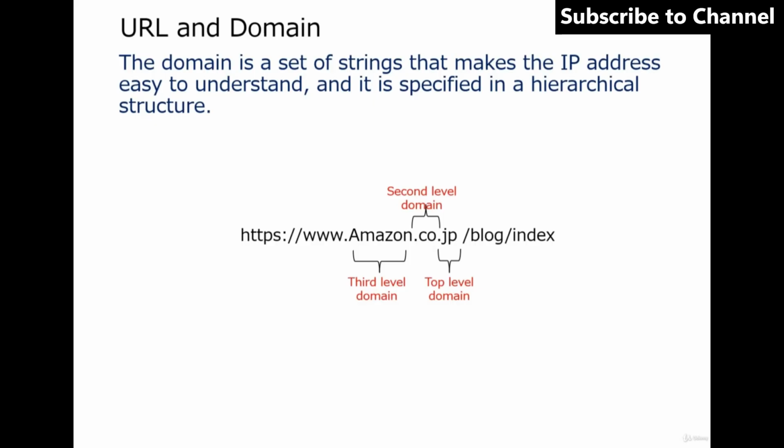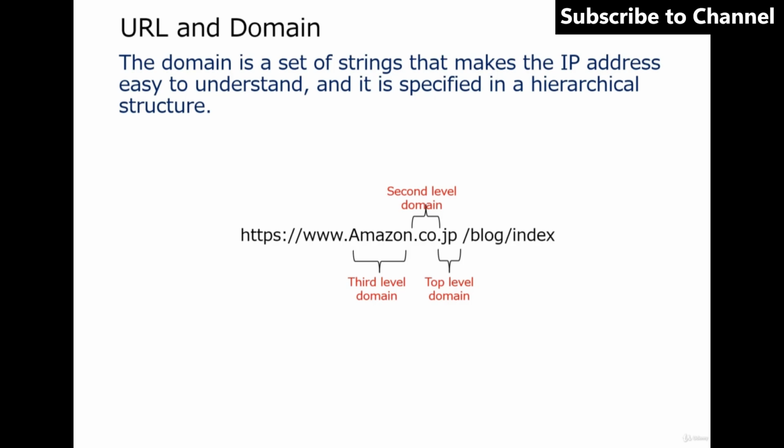For example, Amazon's website for Japan has a domain, amazon.co.jp. The last string of the domain, .jp, is called the top-level domain. You can see that the JP indicates Japan, so this site is a Japanese website. The second string from the right side, .co, is a second-level domain. CO indicates the corporation, and you can see that this is a website for a company. Amazon is a third-level domain. It is a domain that indicates the name of the site.